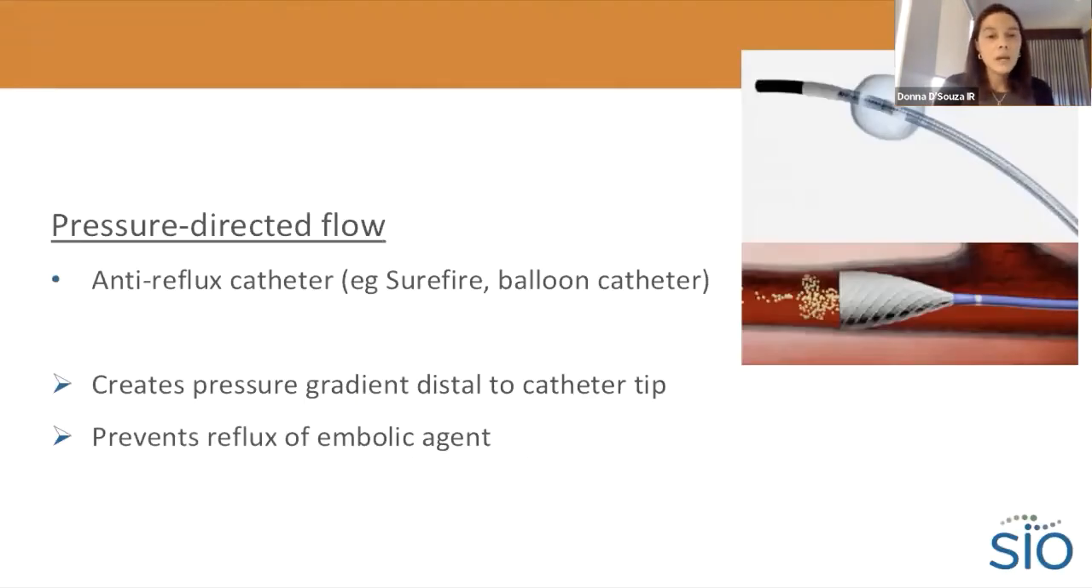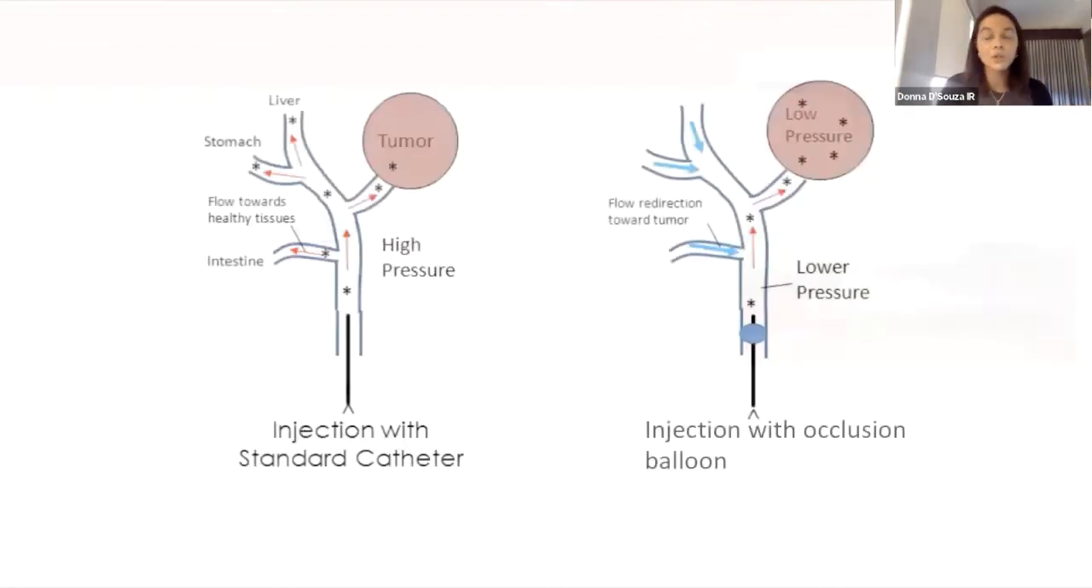And then the other concept of enhancing tumor coverage is pressure-directed flow, which was already touched on earlier. The idea is to use an anti-reflux catheter, such as the Surefire catheter or a balloon catheter, that creates a pressure gradient distal to the catheter tip, and also does what it was intended to do originally, which is to prevent reflux of embolic agent. Now, we don't really utilize this in my institution. We're still kind of experimenting with it. I don't have any wonderful cases to show you, but the principle is this.